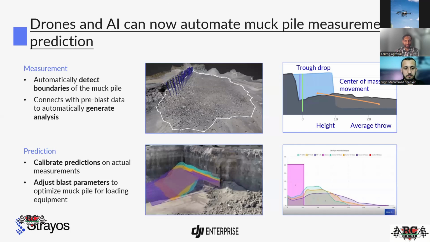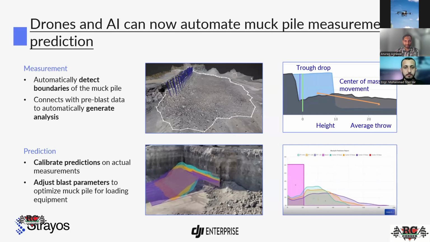By this, you can analyze the pile height, what is the throw direction, what is the drop spread of your muck pile, where is the center of mass movement. So all can be analyzed through the AI only, no manual intervention or marking of boundaries required. All will be done by the AI.